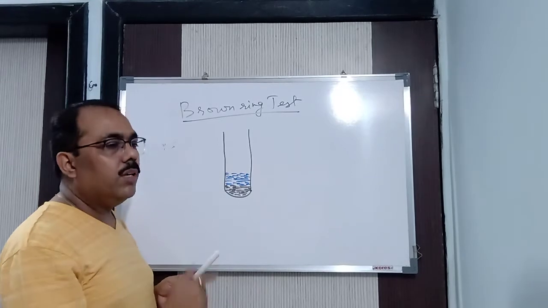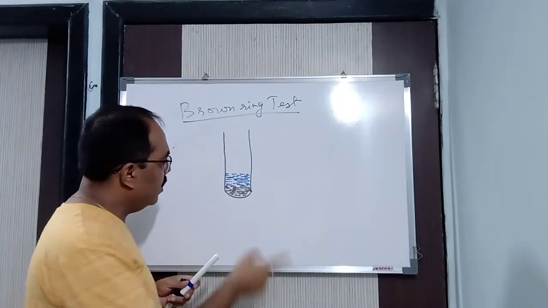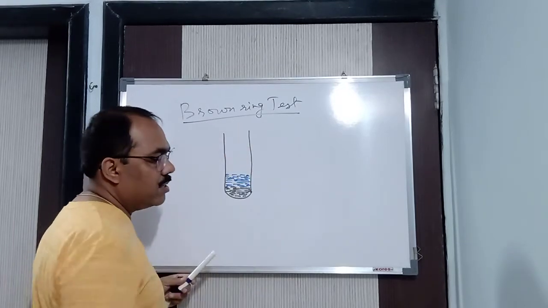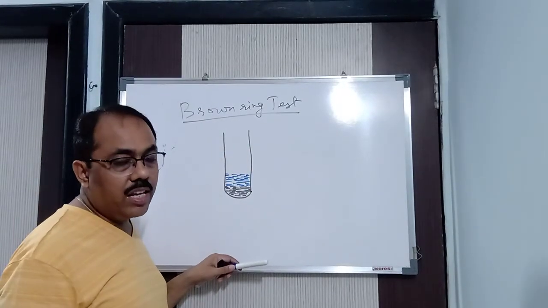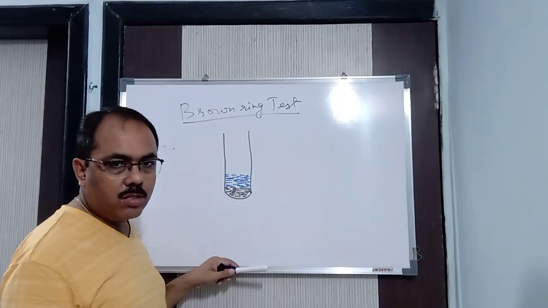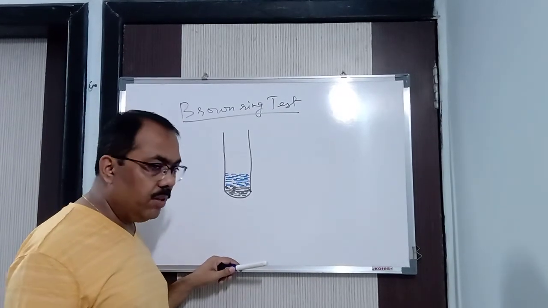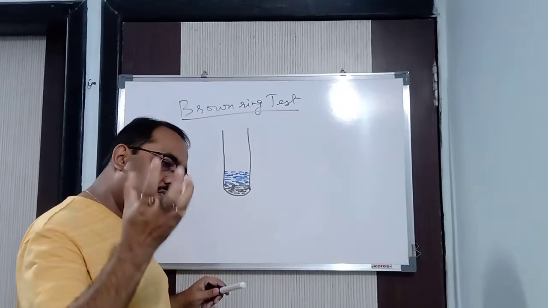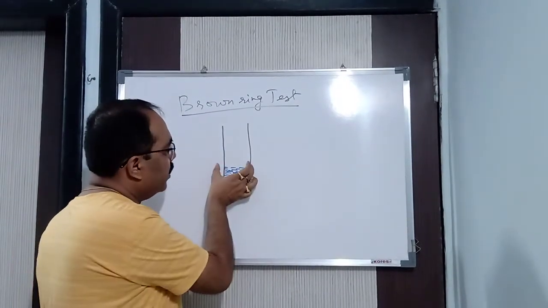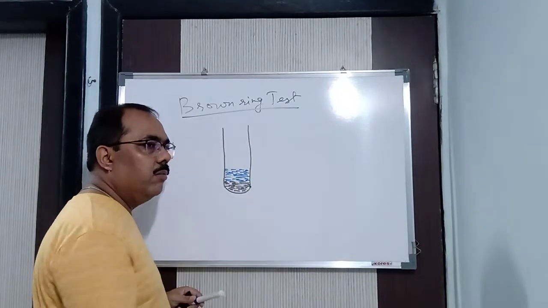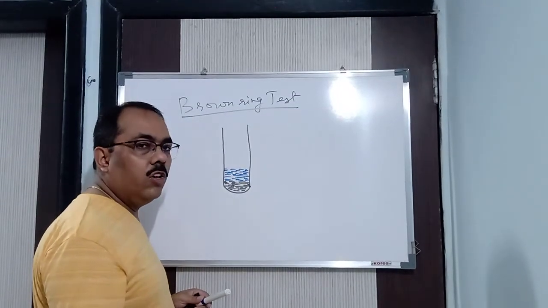Why slowly? Because when concentrated sulfuric acid comes in contact with the water in these solutions, it is an exothermic reaction. If you add it slowly, the heat that is evolved will be slowly absorbed by the solution. If you add it suddenly, a large amount of heat will be evolved, and by that the brown ring will not be formed.